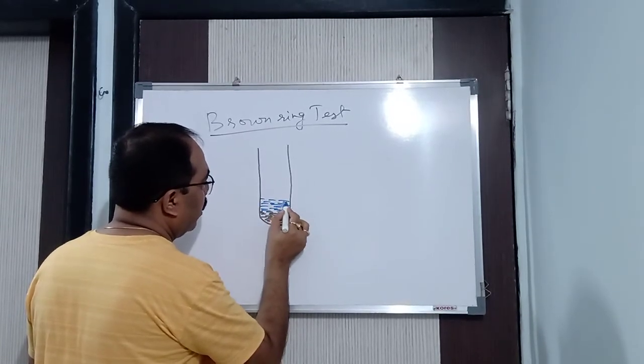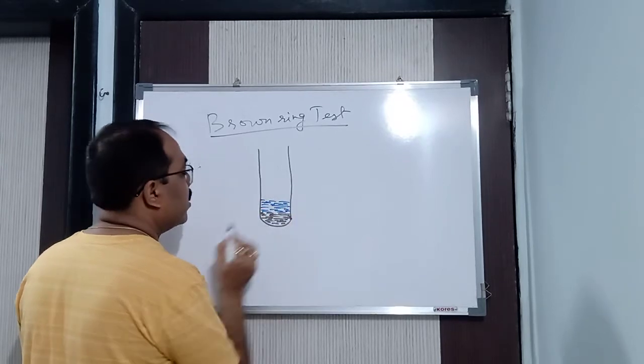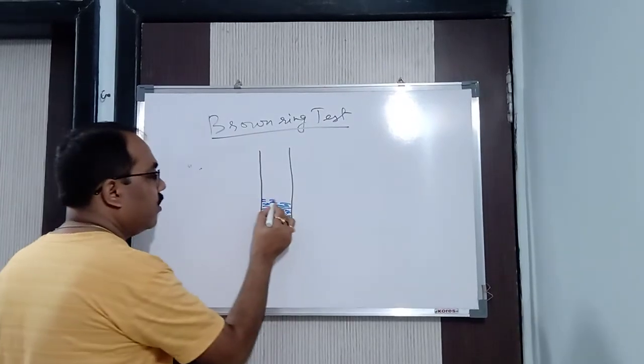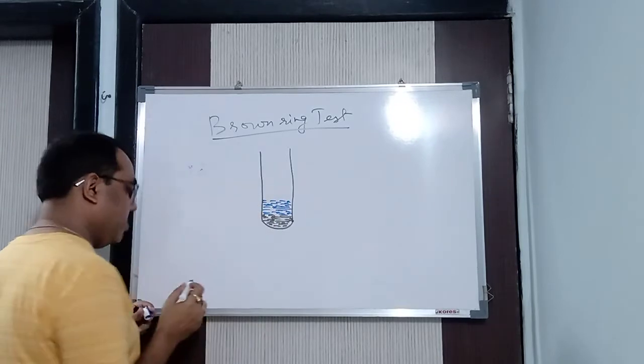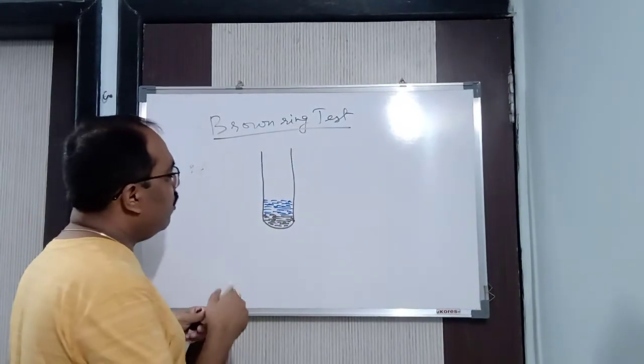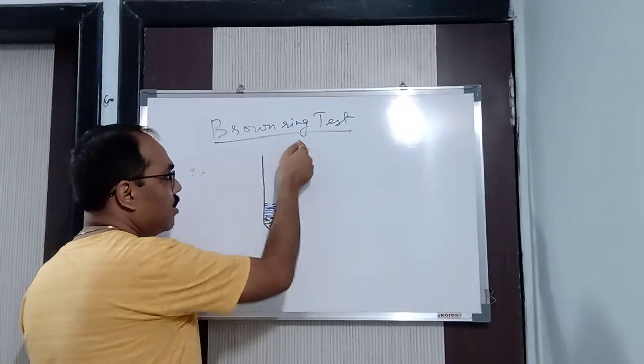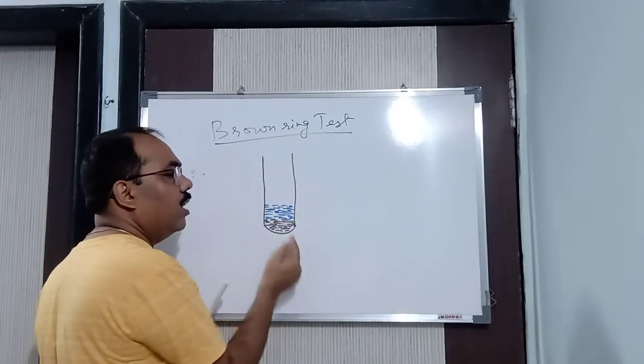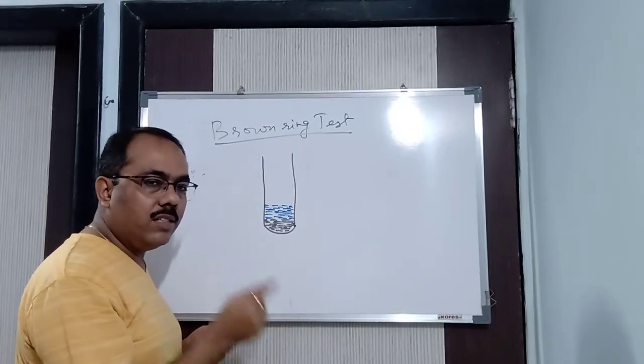You can see the blue color, I am drawing it here. The freshly prepared ferrous sulfate, I am going to add it here. Freshly prepared, remember, I told you the reason. Now from this particular side, slowly, you will add concentrated sulfuric acid in the test tube.